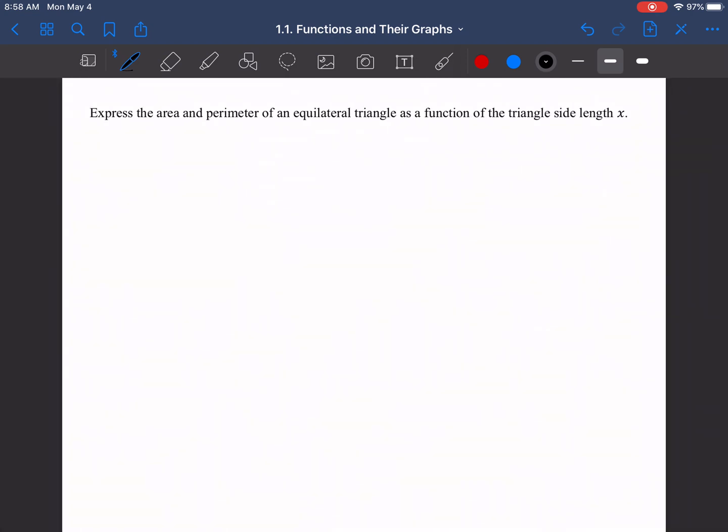Next, we're going to express the area and perimeter of an equilateral triangle as a function of the triangle side length x. All right, so we have an equilateral triangle. Let's see how I can do here. Equilateral. That's okay. We'll go with it. And that means that each one of these sides has the same length, and we'll call it x, x, and x. The first thing they ask us to do is the area and the perimeter as a function of the side length x.